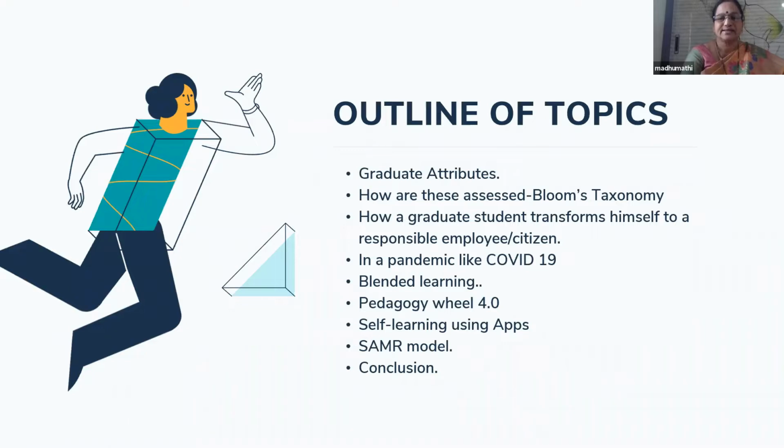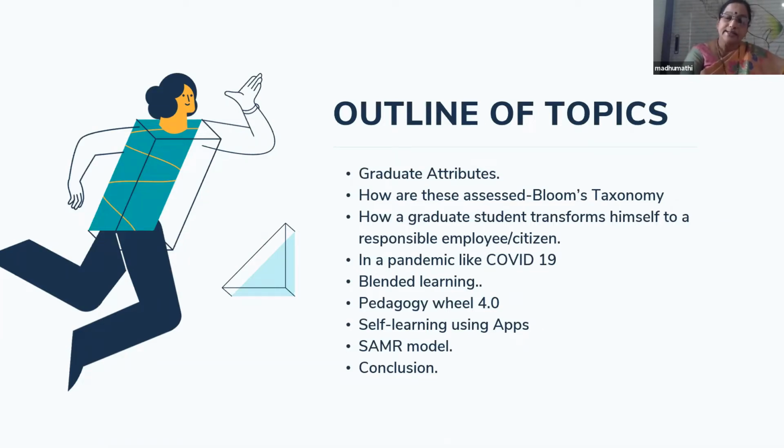Now, how are they assessed? They are assessed through Bloom's taxonomy, a scientific method that is involved. And how does a graduate transform himself into an employee or a responsible citizen? This is as per the scientific method that is involved. Now, coming to the recent pandemic, in a situation like COVID-19, what would be the graduate attributes, how would they be assessed, and what is the method of learning?